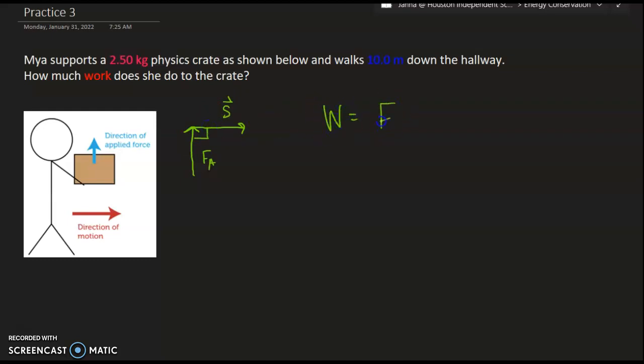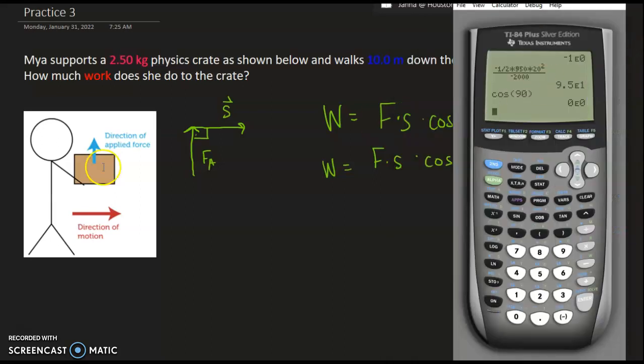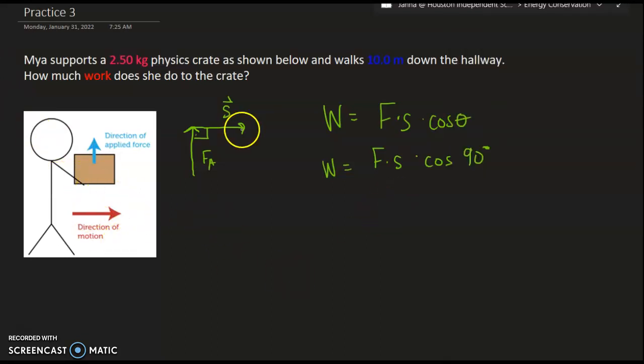I know work is F dot S or Fs cosine theta. The angle between the force applied and the displacement of the box is 90 degrees. So work would be Fs times cosine of 90 degrees. Cosine of 90 is 0, and I'll show it to you here. Cosine 90, 0. So even though her muscles might get tired, if she doesn't raise or lower the box, if she just carries the box perfectly level and is walking sideways, she actually does no work to the box. So the work is 0 joules.